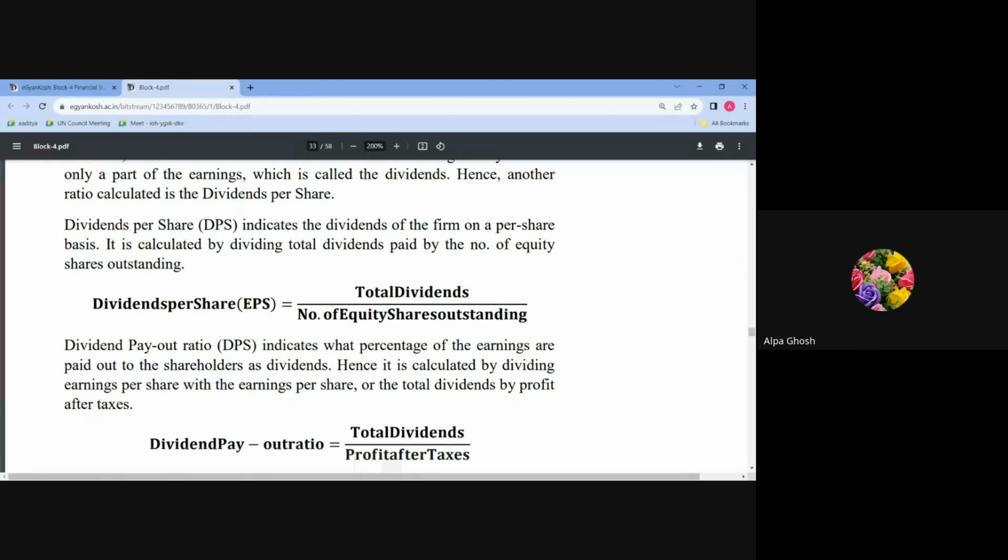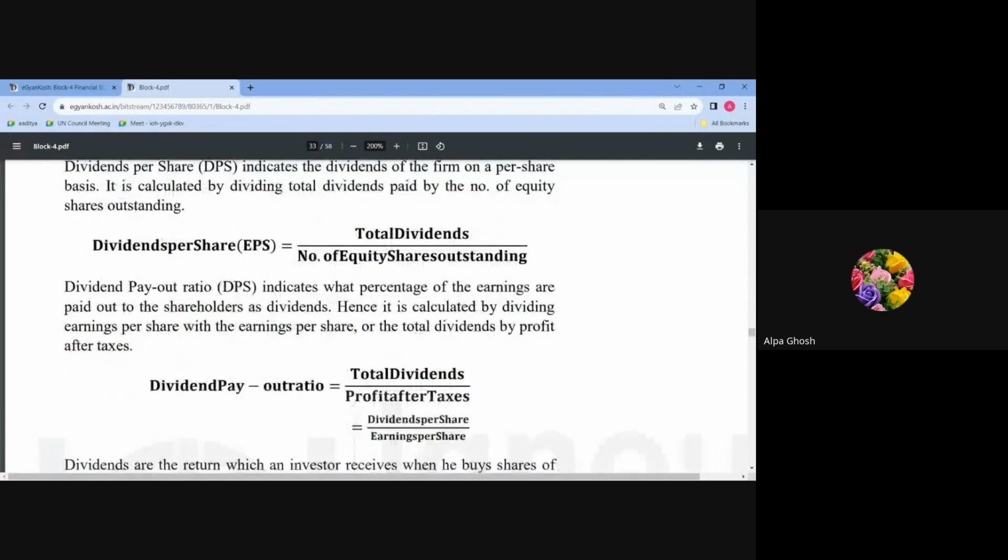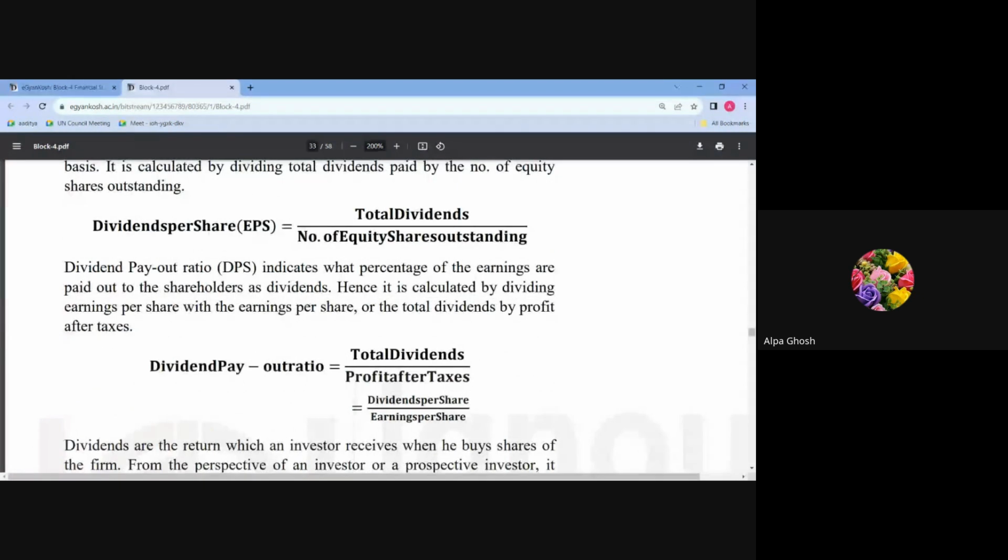Next, we have dividend payout ratio. It is total dividend divided by profit after taxes.